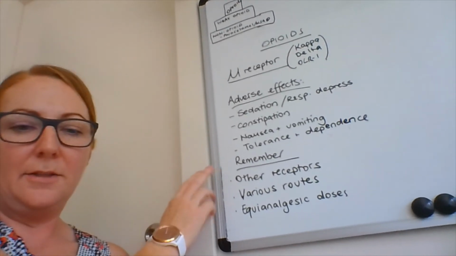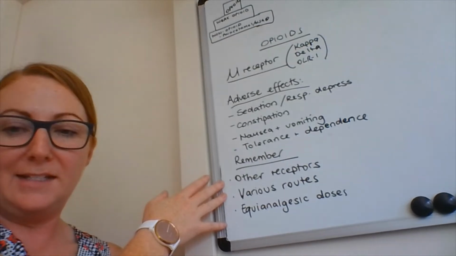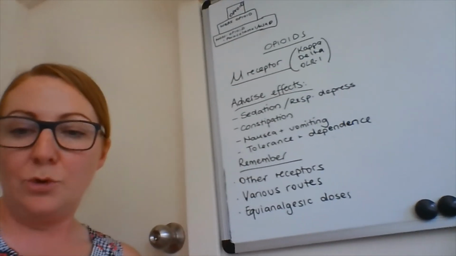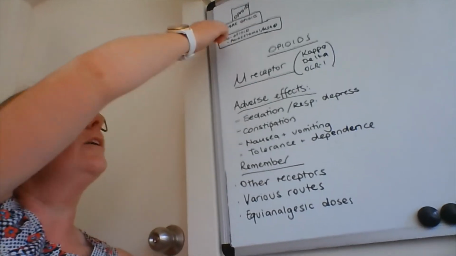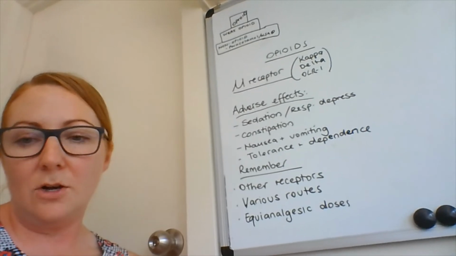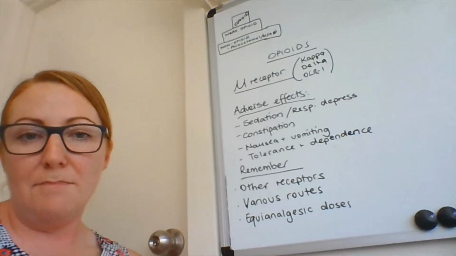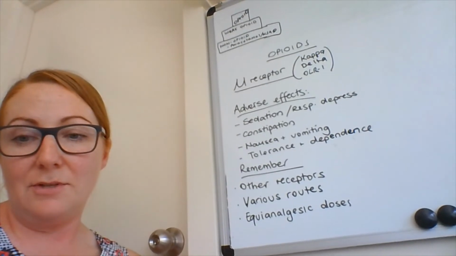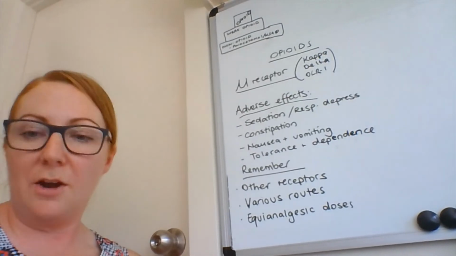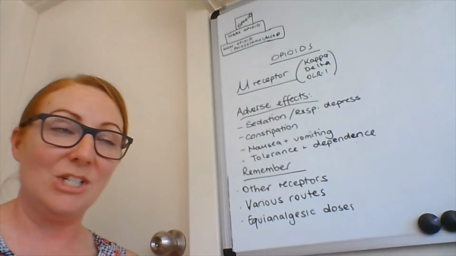Now, there's some other things that are interesting to know about them, and that is that some of them act on other receptors. So some agents, for example, tramadol, which is actually considered a weak opioid up here, also has serotonin activity. Tapentadol has noradrenaline activity. Methadone has NMDA receptor activity. So there are a lot of opioids that work at various different receptors as well, in addition to their opioid activity.